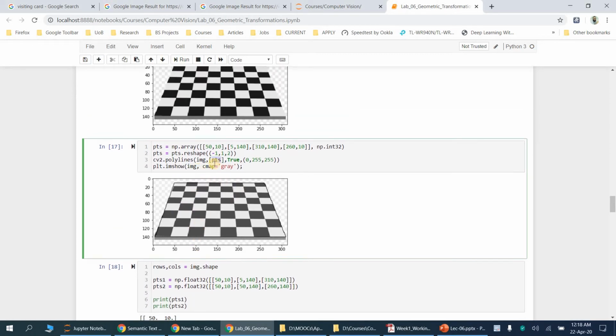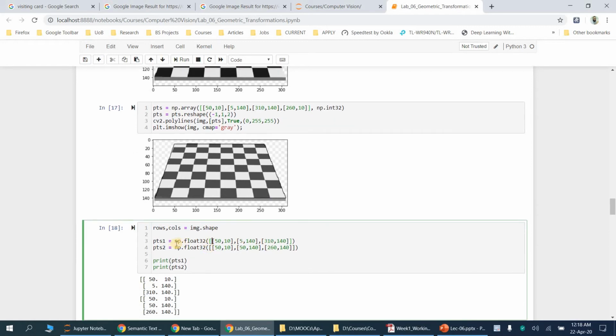So what does it mean? Now from this, when I draw this rectangle around the image, I can easily find out what the 3 corners are. I only need 3 corners, I don't need four of them. So the corners that I selected over here are 50 and 10, so this one, and 5 and 140, this one, and the third one is 310 and 140. So I select these 3 corners. Okay, top left, bottom left and bottom right are selected. So these are my initial points on the image, which is the bad image.